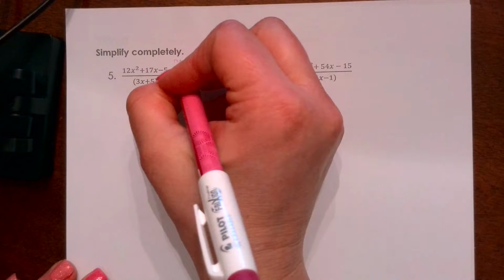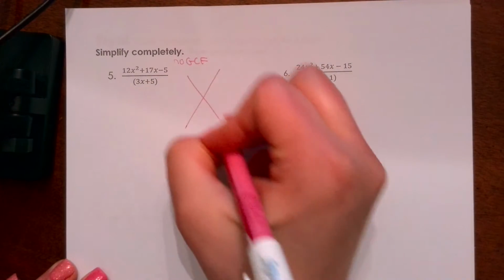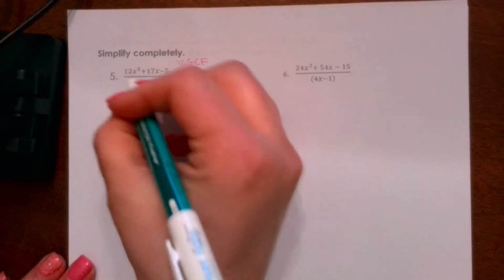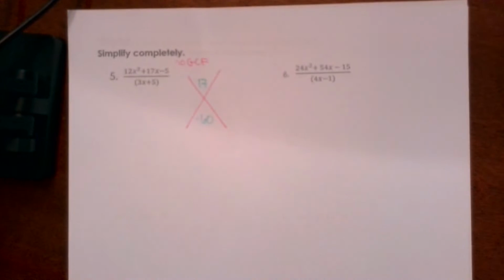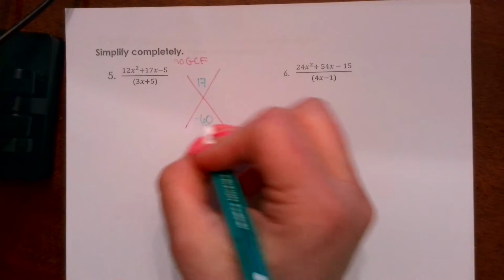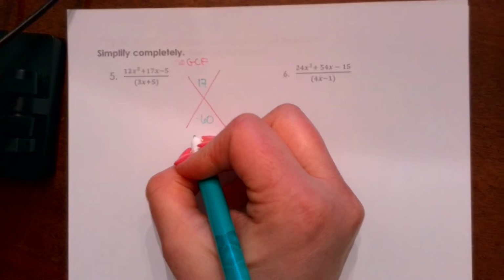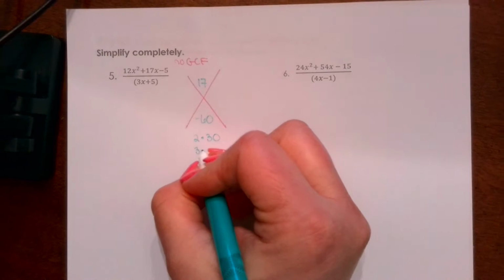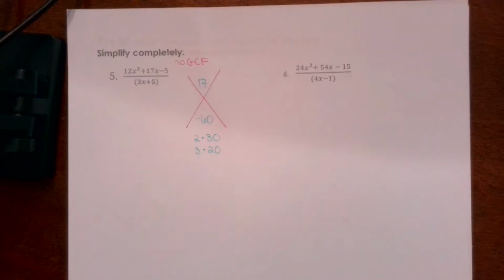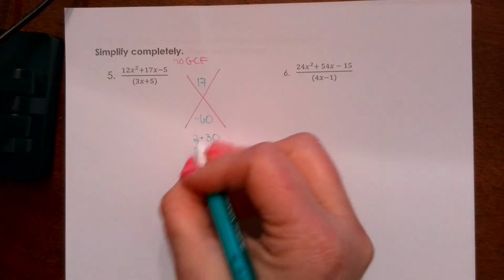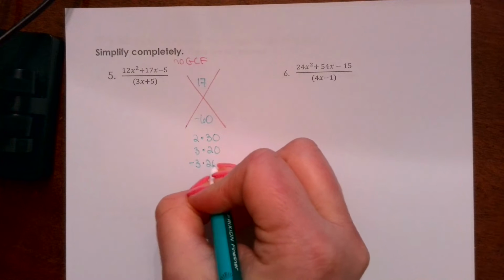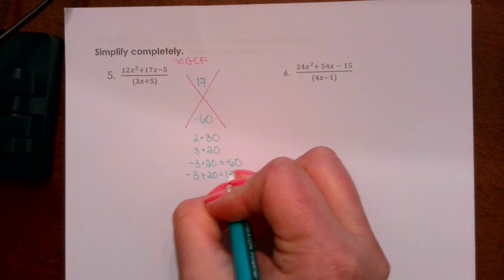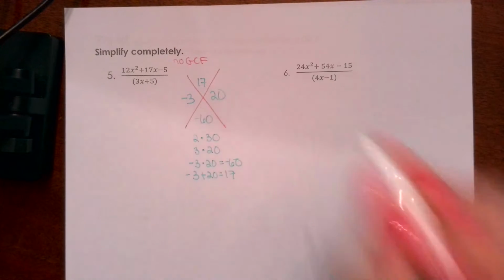No GCF. So I'm going to draw my big X, and I need to do 12 times negative 5, and that is negative 60, and 17 is B. So let's think about my factors of negative 60. Well, 1 times 60 isn't going to do me any good, but I've got 2 times 30. That's not going to get to 17 anyway. 3 times 20. That is looking promising, because 20 minus 3 is 17. And I do need a negative 60. So negative 3 times 20 equals negative 60. And negative 3 plus 20 equals 17. So there are my 2 pieces of B.